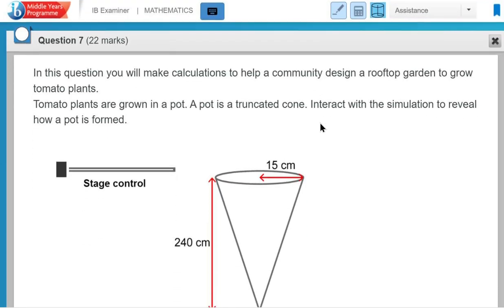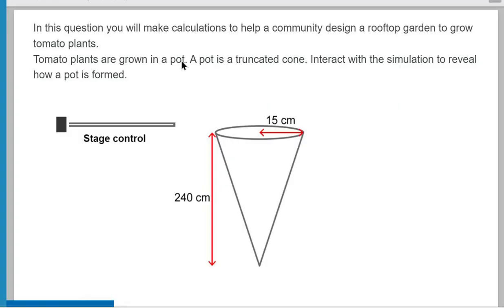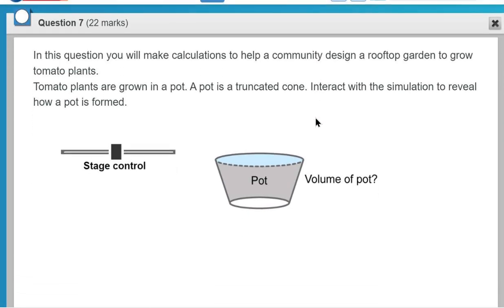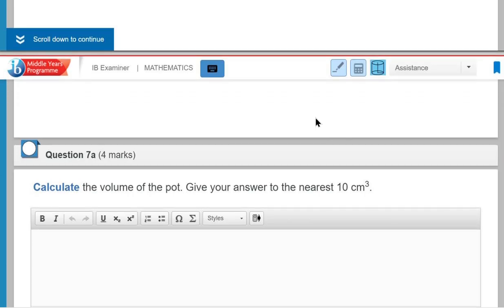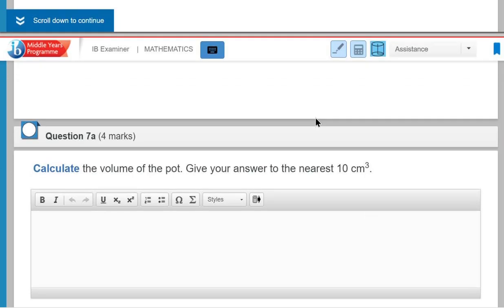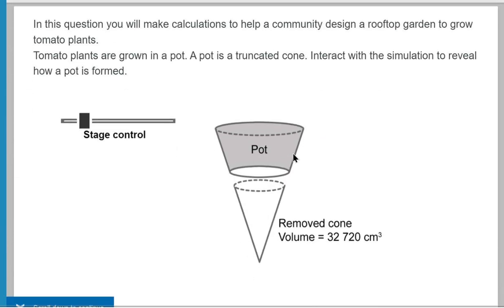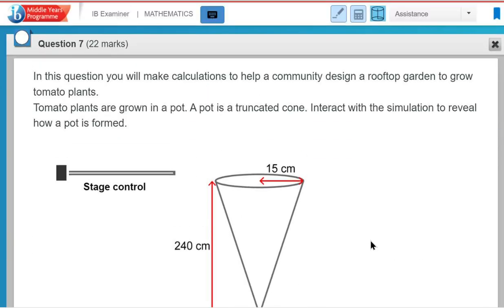Question 7, 22 marks. You'll make calculations to help a community design a rooftop garden to show tomato plants. Tomato plants are okay. So part 1 says you have to calculate the volume of the pot. Give your answer to the nearest 10 centimeter cube. This is the pot, right? And this is the removed cone, which has a volume of 32,720 cm cube. And what's the total volume?